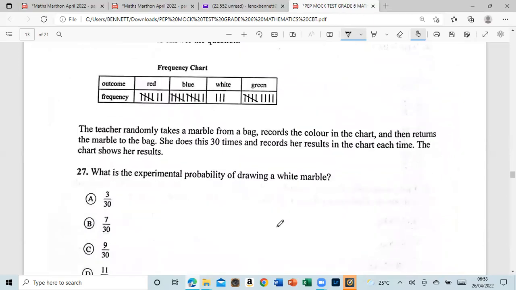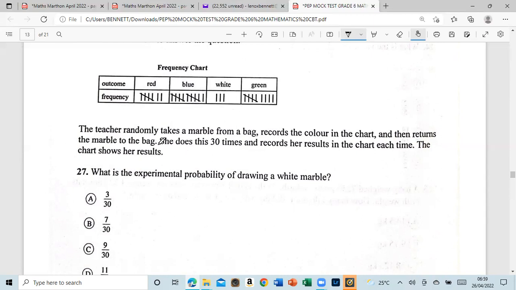All right, so this one shows a frequency chart with the outcome and the frequency. So what this means is that red occurs 1, 2, 5, 6, 7 times. Red occurs 7 times. Blue occurs 5, 10, 11 times. And white occurs 1, 2, 3 times from the survey, right? And green occurs 5, 6, 7, 8. I want you guys to have the full understanding.